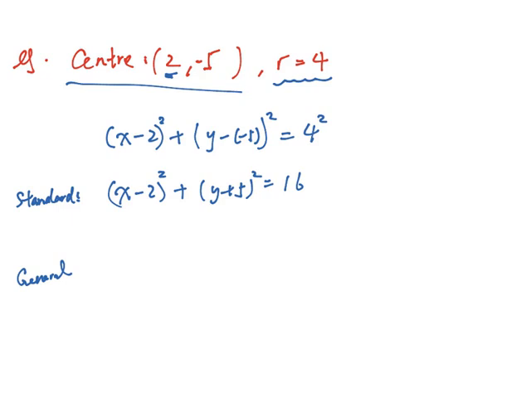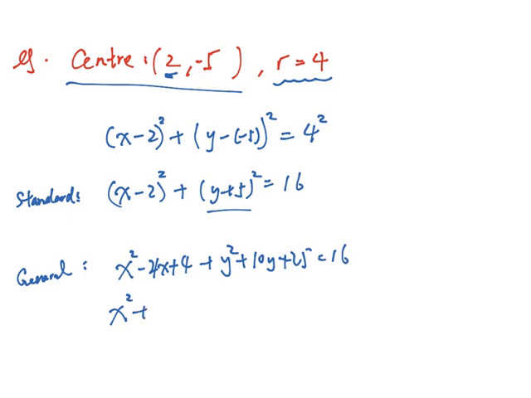For general form, we expand it. So we do the rainbow: (x minus 2) times (x minus 2), so it becomes x squared minus 4x plus 4. And then for this one, (y plus 5) times (y plus 5), so y squared plus 10y plus 25 equal to 16. Then we put x squared plus y squared minus 4x plus 10y, and for the number, it is 13. So this is the general form, and the other is standard form.